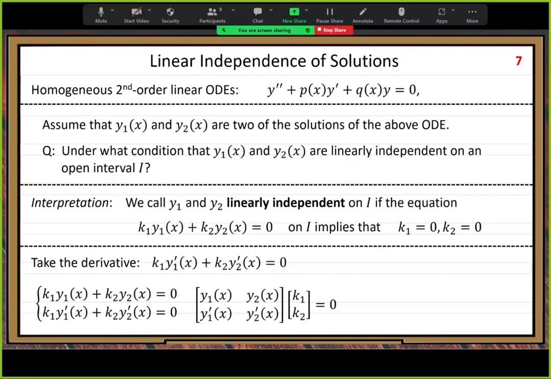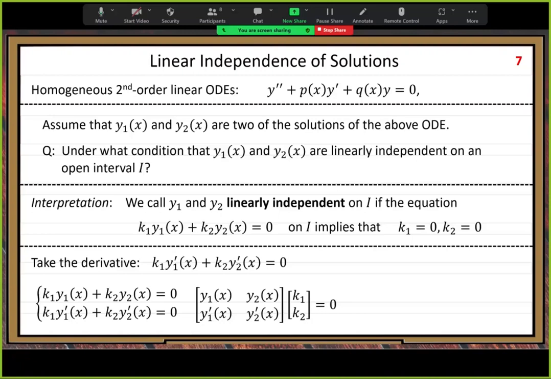Let me repeat that. Any linear homogeneous system must have the trivial solution, but we do not know if it has a non-trivial solution or not. So how to see if it has a non-trivial solution? We need to calculate the determinant of its coefficient matrix. Based on the determinant value, we have this conclusion.